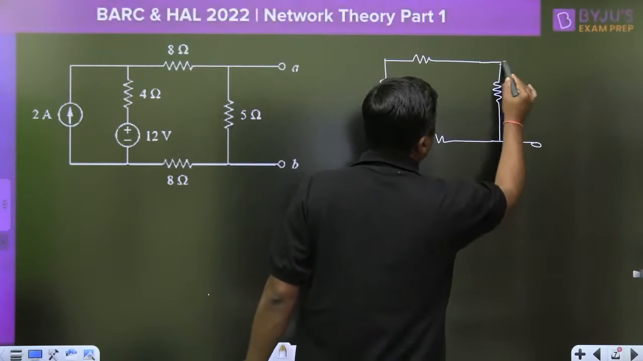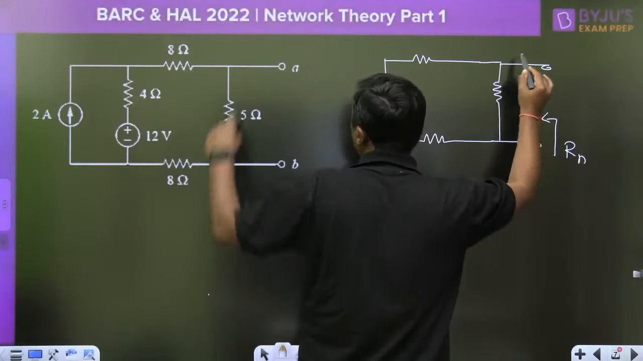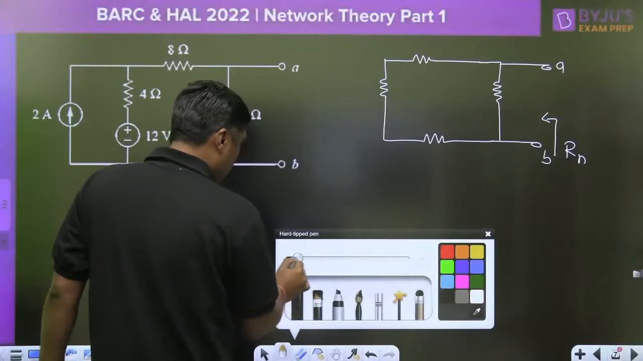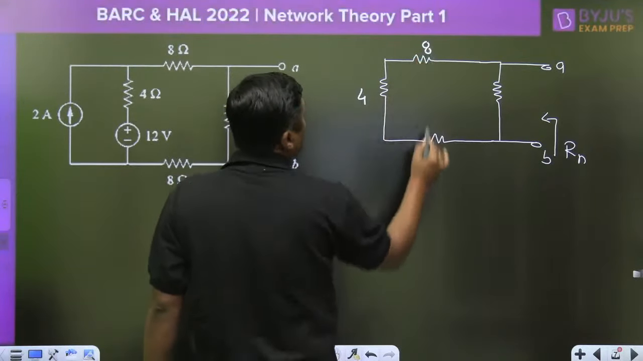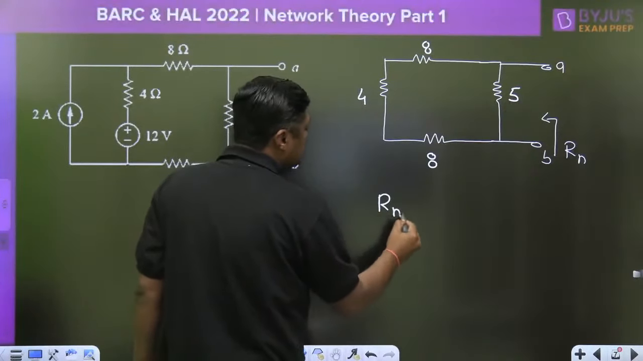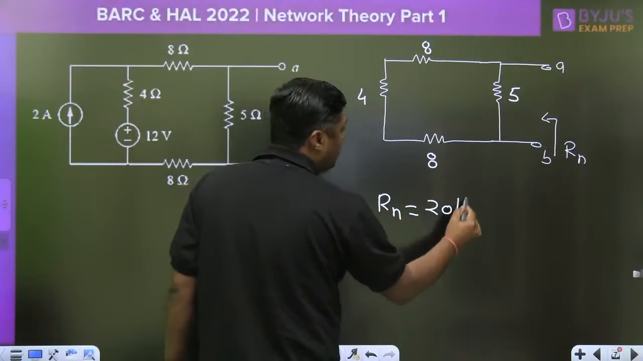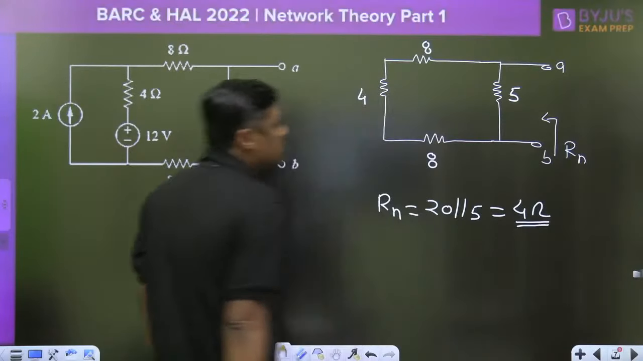Here we have to find the Norton's resistance, that is called Rn. This is called R equivalent across A and B. Now, this is the 4, 8, and this is 8, and this is 5. What is the Norton's resistance? 8 plus 4, 12 plus 8, 20 parallel with 5. That is nothing but 4 ohm.